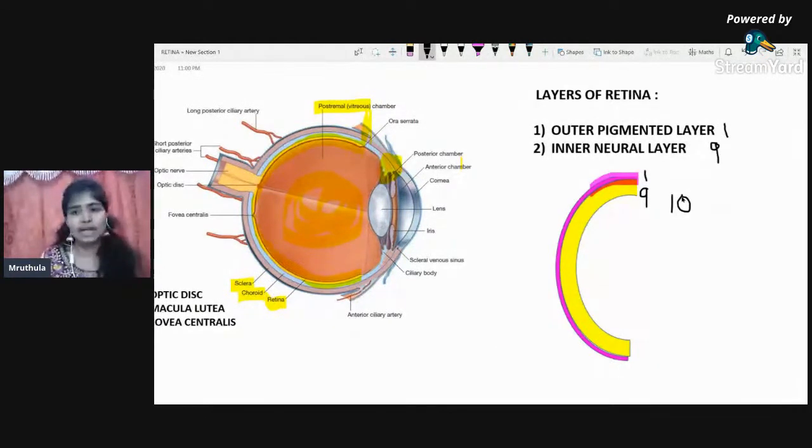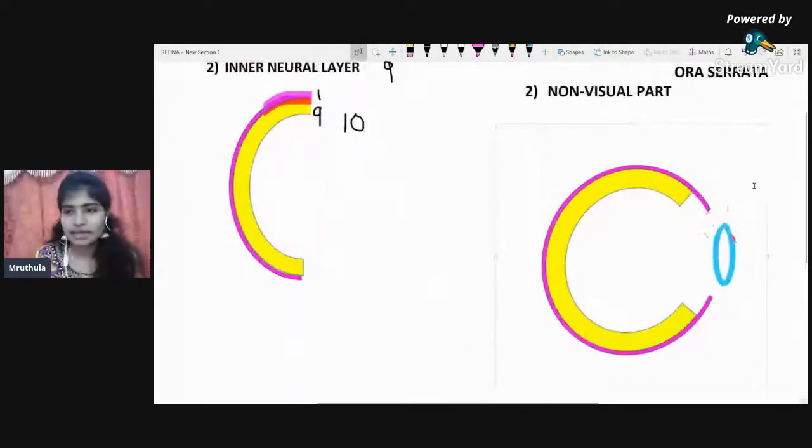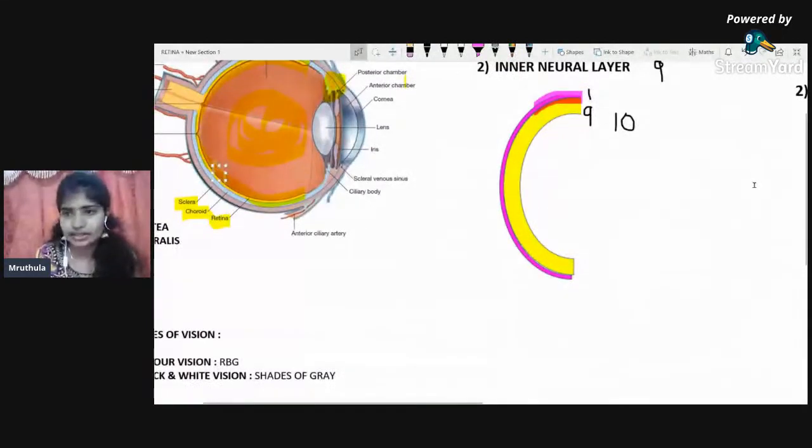From the name we can imply the pigmented layer is on the outer aspect, so it has some pigmentation, the coloring agents in it. Within that is the neural layer, which has all the neuronal cells, like the ganglions, the photoreceptors, the nerve fibers, all those things. For now, just remember these two layers. In a short while, we'll see the histology of the eye as well, and by that time we'll elaborate on all those 10 layers.